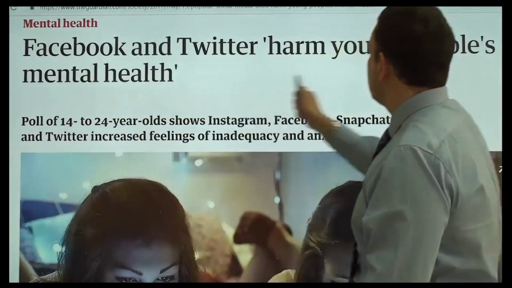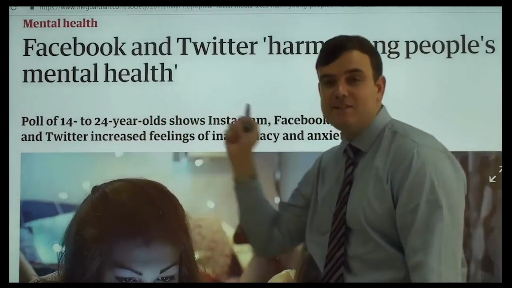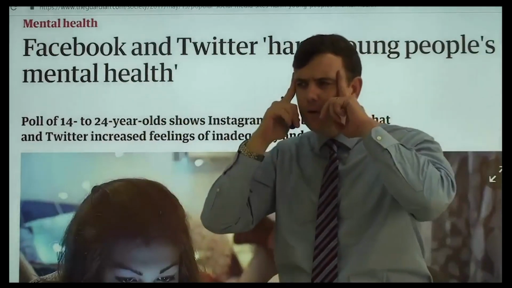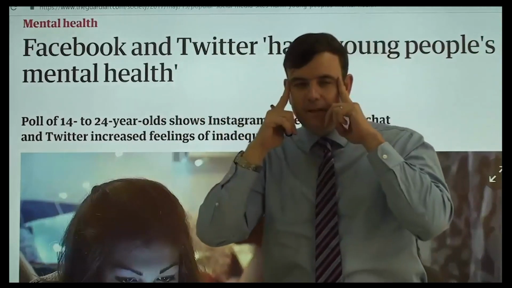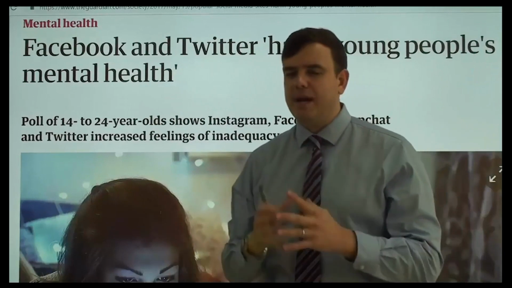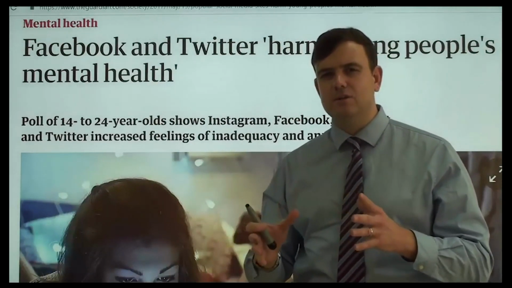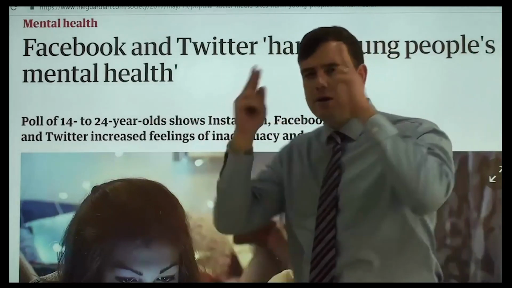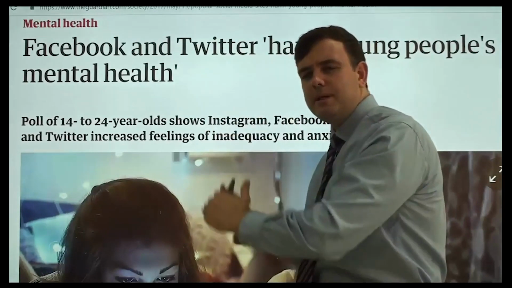So we look at the article here: Facebook and Twitter harm young people's mental health. So straight away I'm thinking, okay, so social media here and mental health. Maybe there's a link here. And in particular it mentions Facebook and Twitter. So social media and mental health issues. So this is what this article is about. So straight away my mind is prepared for what the article could be about.